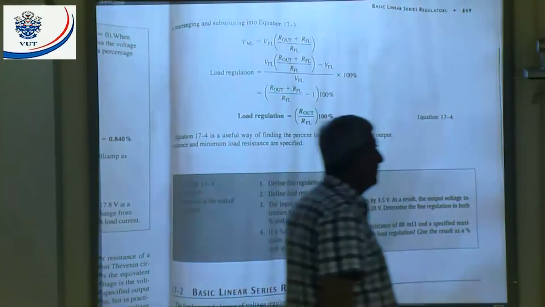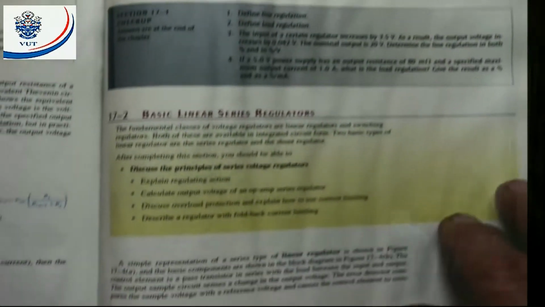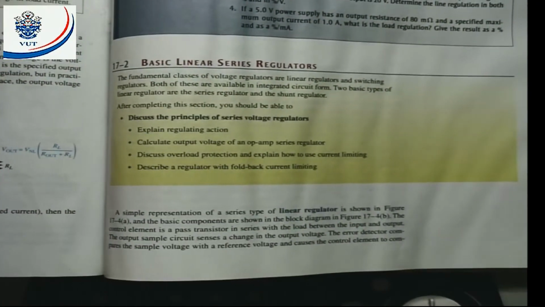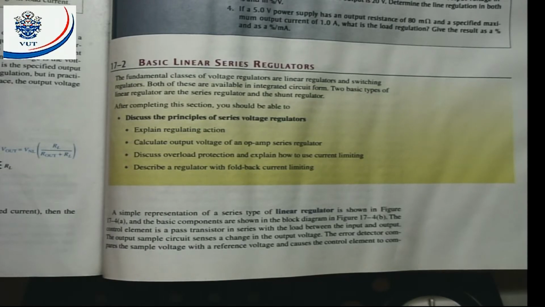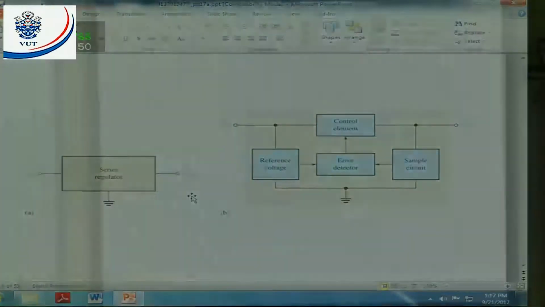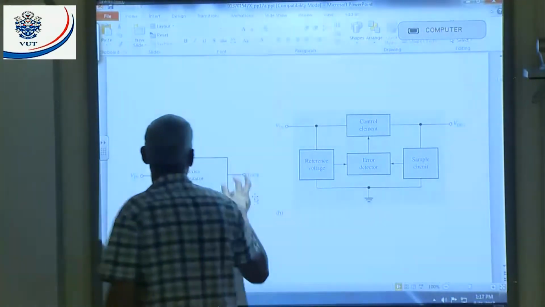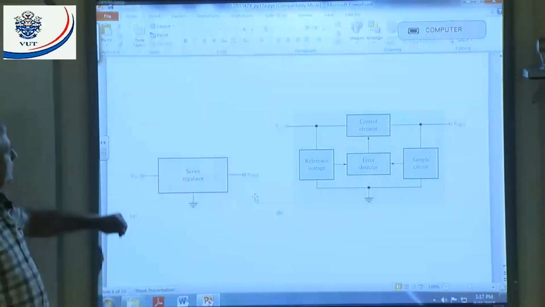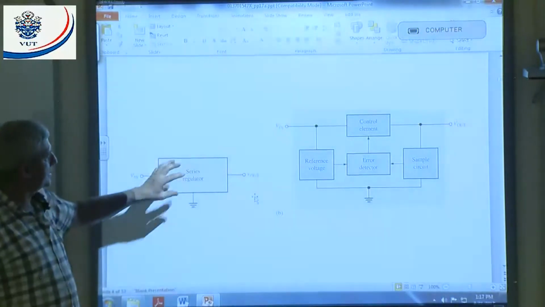All right, now we're going to start looking at our basic linear series regulators. The first one is going to be a series regulator. A series regulator is going to be a 3-pin regulator. It will normally have an input, an output, and we will connect your reference. All right, that is a series regulator.